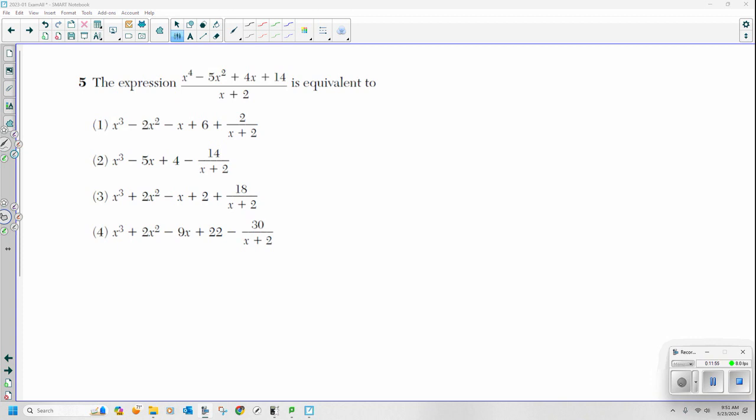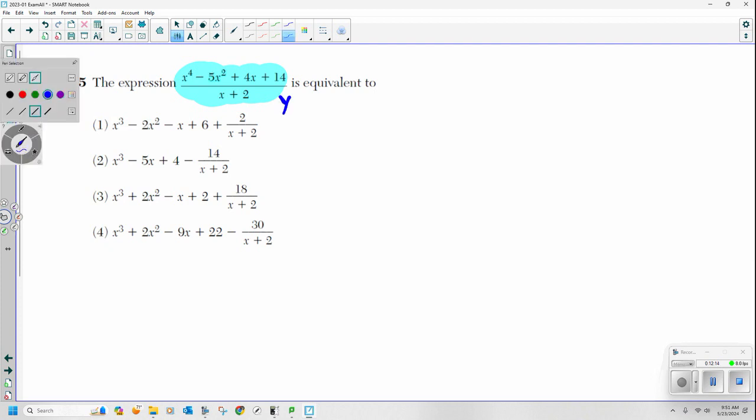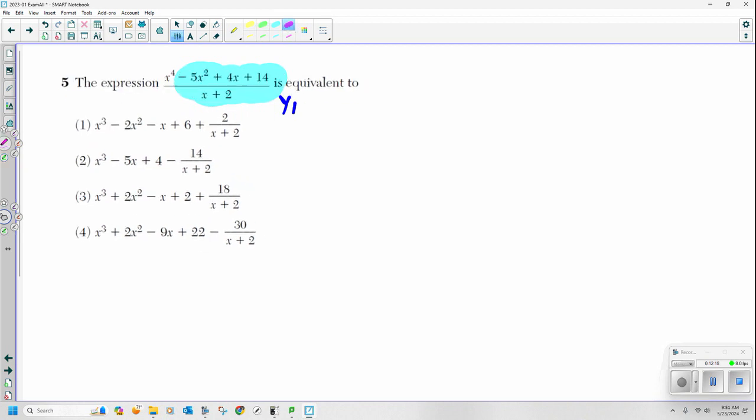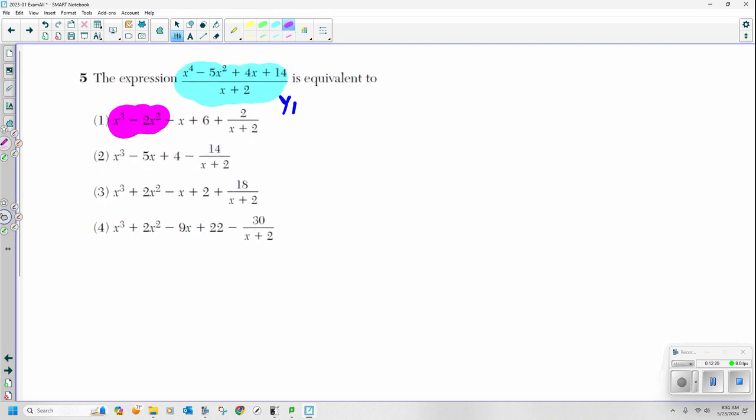The expression x to the 4 minus 5x squared plus 4x plus 14 all over x plus 2 is equivalent to which one of these? If I didn't know how to divide, I could put this in y1. Then I would just go down the line, meaning I would try this in y2.